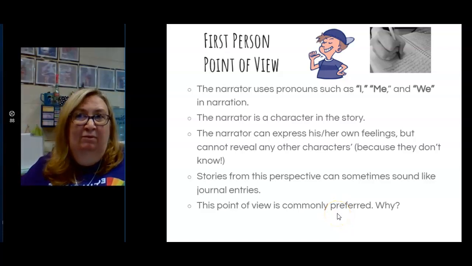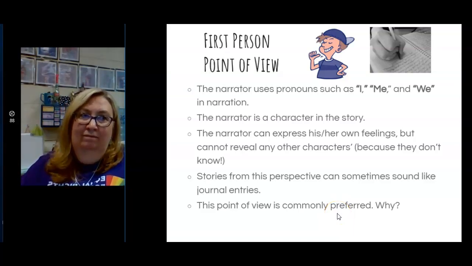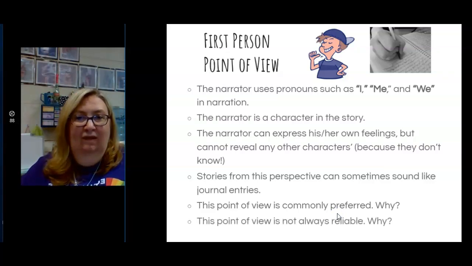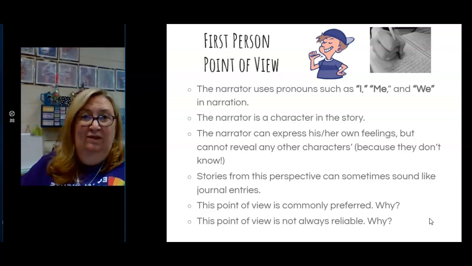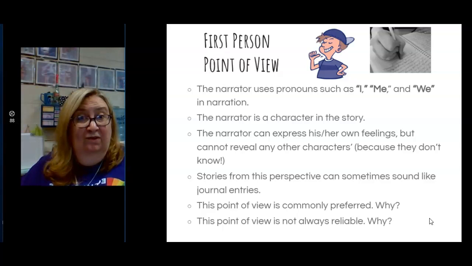This point of view is commonly preferred because it's almost like you're having a conversation with the writer. He's telling you about his day. It's not always reliable, though. Think back to those 2 characters looking at that number on the ground. If I'm only hearing from one person, then I'm going to think that that person knows what they're talking about. If I hear from the other person, then I'm going to know, okay, 2 different perspectives give me 2 different stories here.